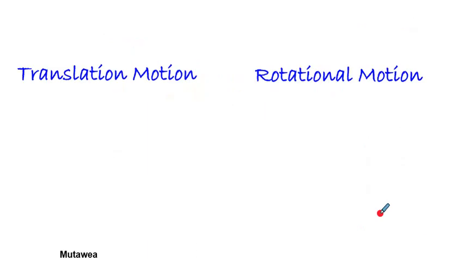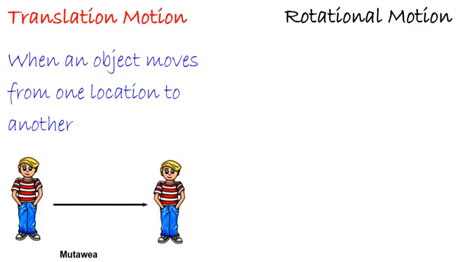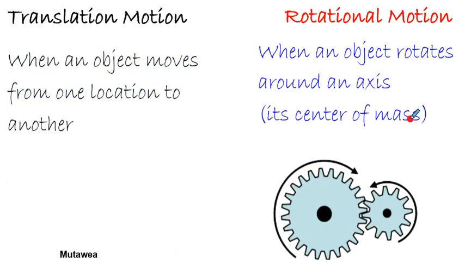Before we talk about torque, we need to remember the difference between translational motion and rotational motion. In translational motion, the object moves from one location to another, just like this boy changed its position from point A to point B. On the other hand, rotational motion is when the object rotates around an axis. Actually, the axis is at its center of mass.